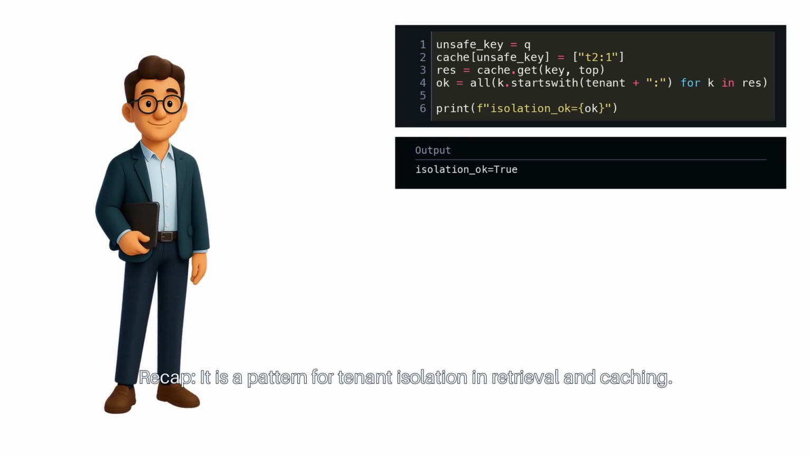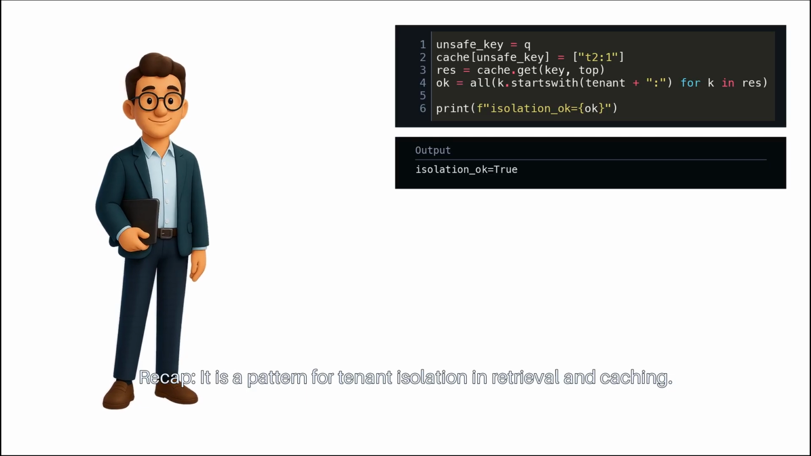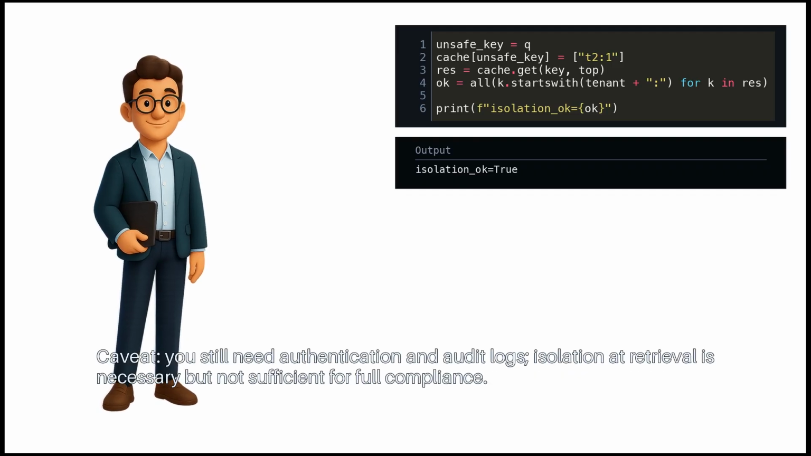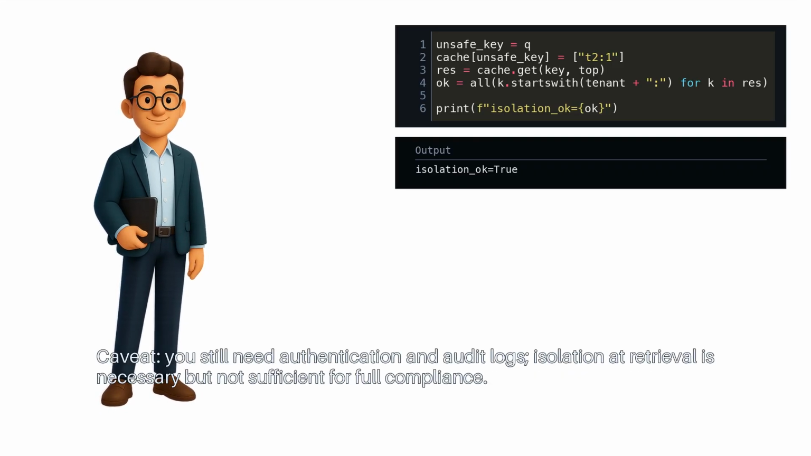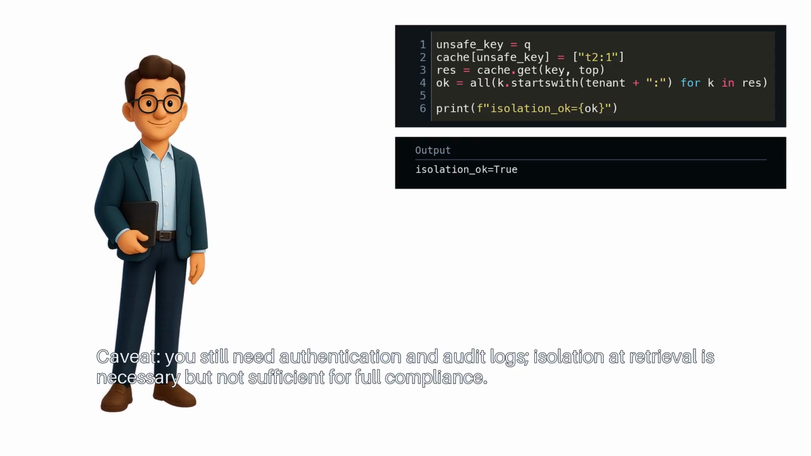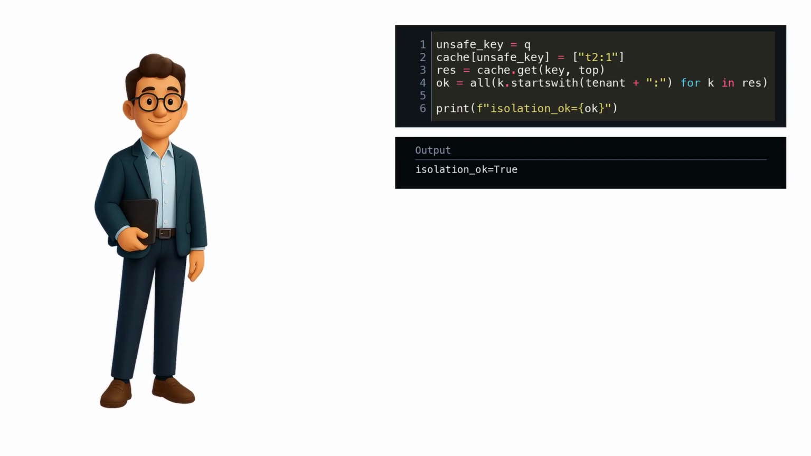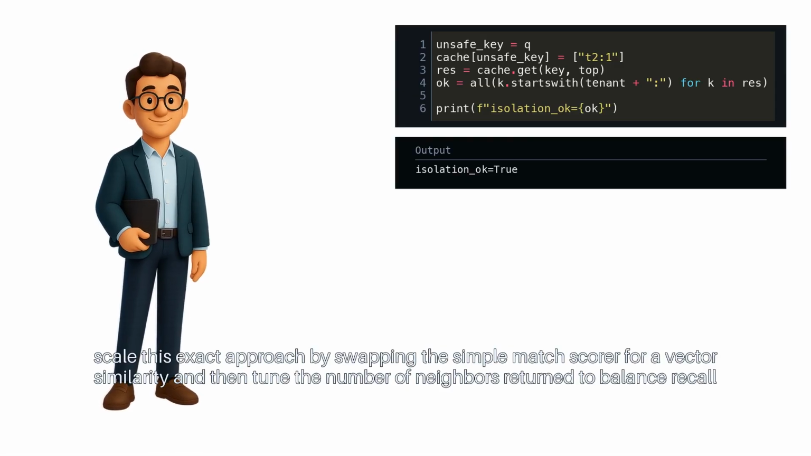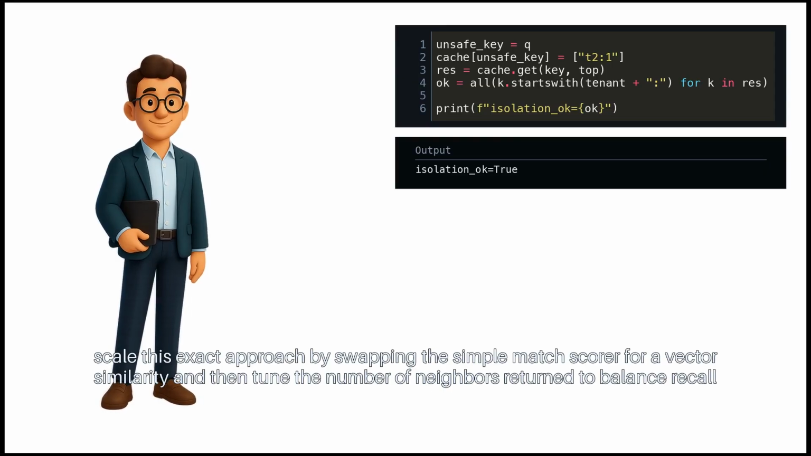Recap: it is a pattern for tenant isolation in retrieval and caching. Use it when you serve multiple customers from one index or cache. Caveat: you still need authentication and audit logs. Isolation at retrieval is necessary, but not sufficient for full compliance. Next step: scale this exact approach by swapping the simple match scorer for a vector similarity, and then tune the number of neighbors returned to balance recall and cost.